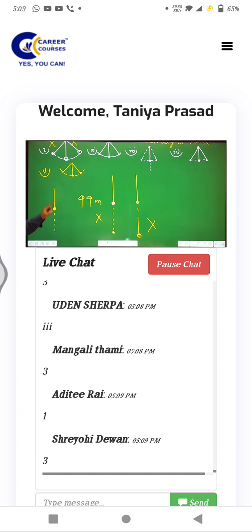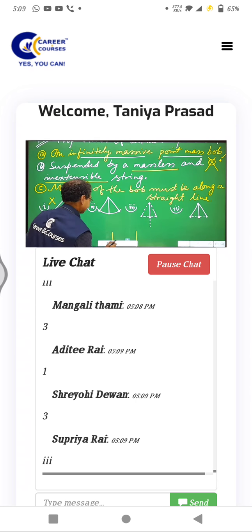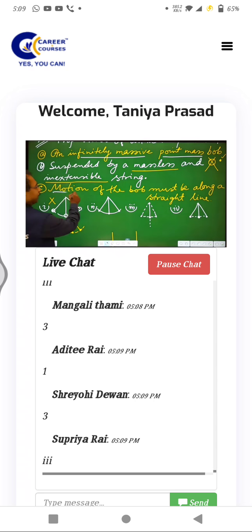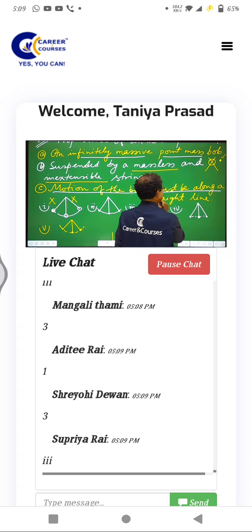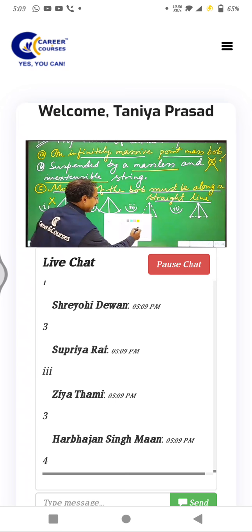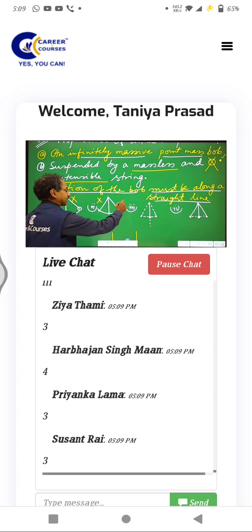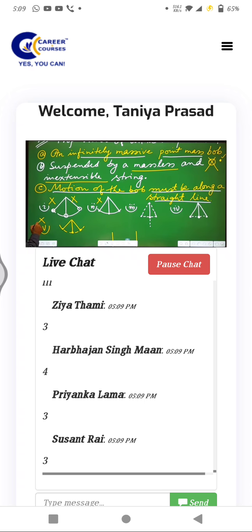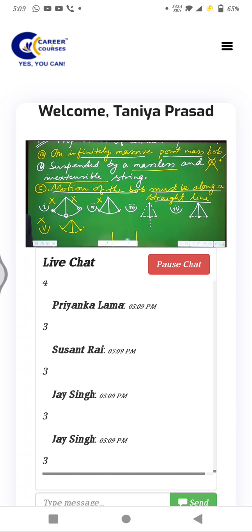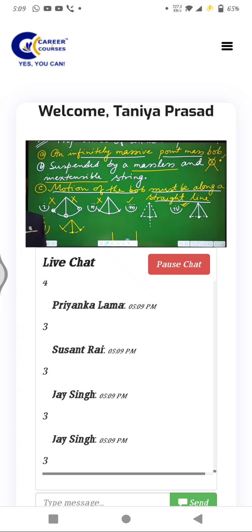Is that clear? Point number three. In point number three, clearly it is stated that the motion of the bob must be along a straight line. In the first one or in the second one, the motion of the bob is not along a straight line, it is along a circular arc. In point number 5 also, it is not along a straight line, it is along the circular arc. So the motion of the bob is along a straight line only in point number 3 and in point number 4.